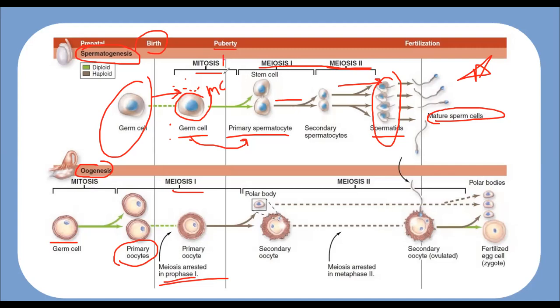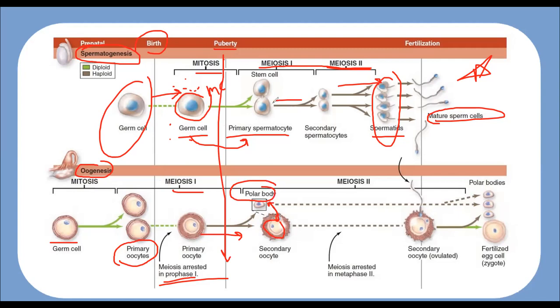So up till puberty, nothing will happen, no changes. Once puberty starts, this will continue. So you can see meiotic division will continue. 2 cells will be formed. One will be the bigger cell, one will be the smaller cell, and the smaller cell will be known as the polar body.